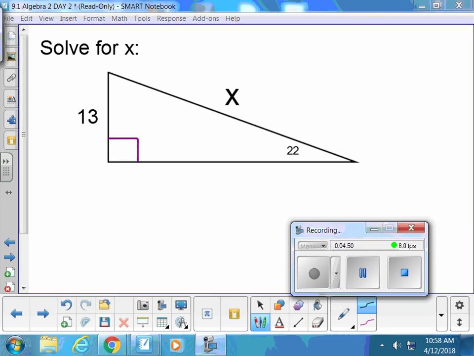All right, we are doing this one. It is a right triangle. All of these need to be right triangles, or we would not be allowed to use these methods like we're using them. Can you point to the hypotenuse for me? Perfect. X is my hypotenuse.